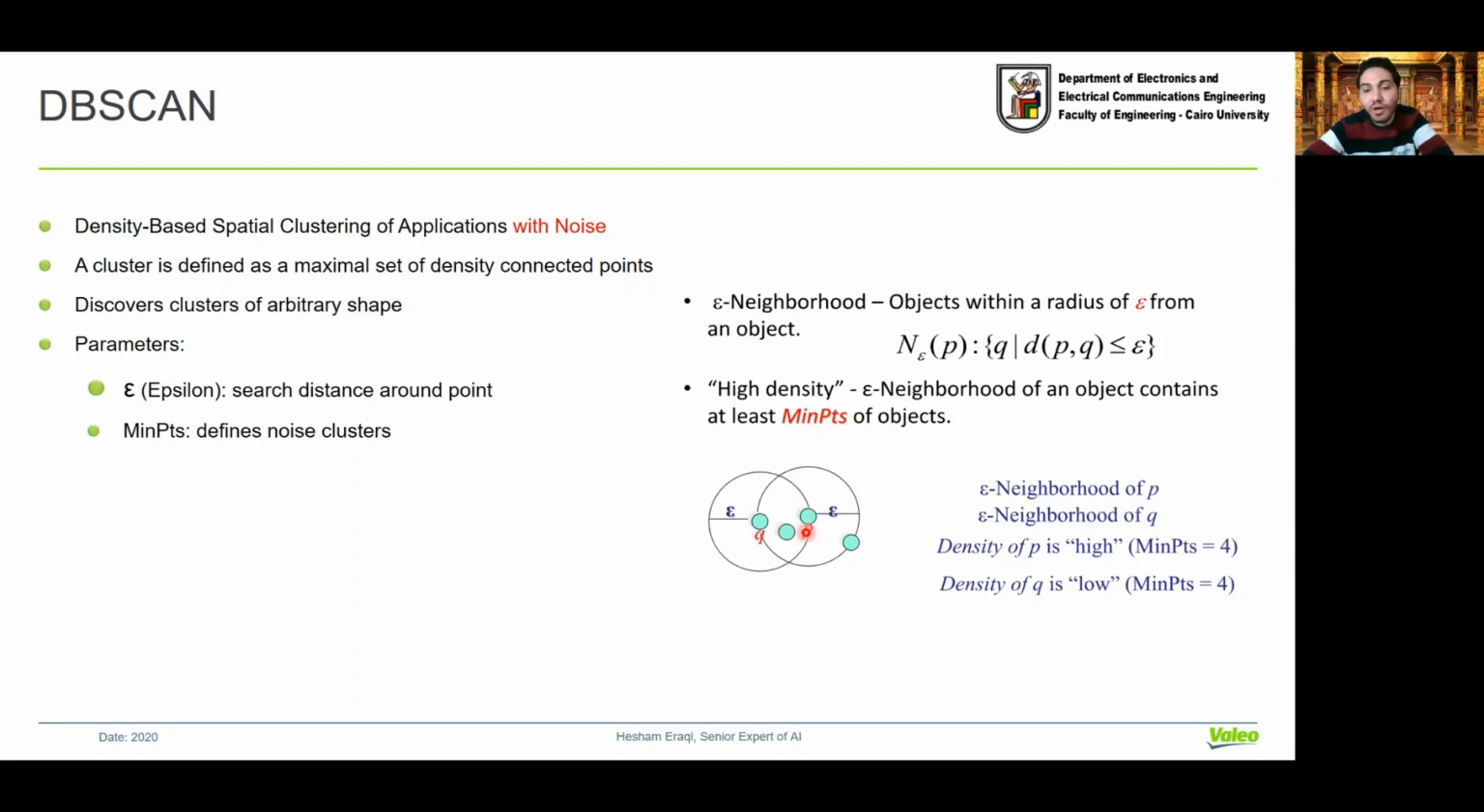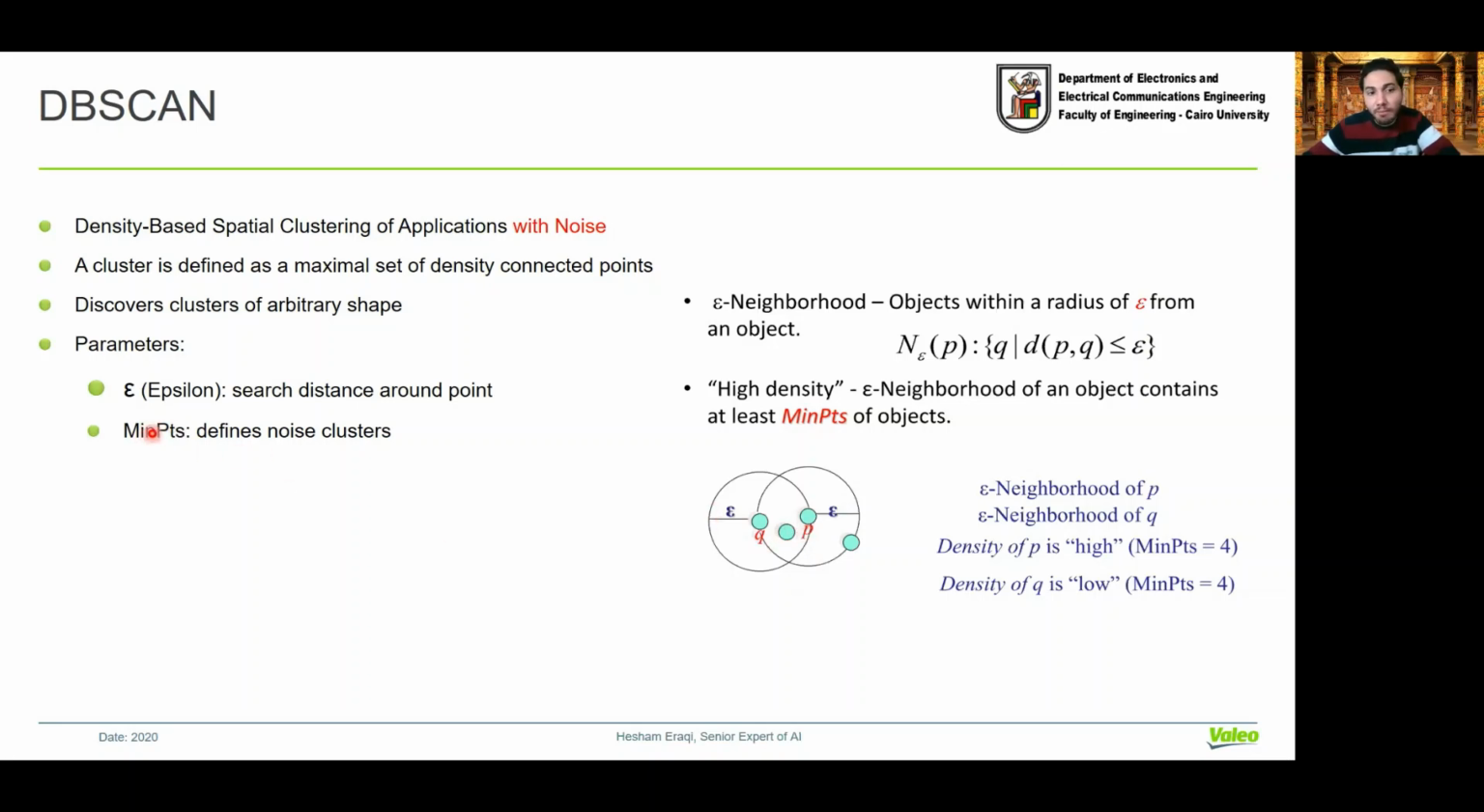They are different names describing the same thing. So, for example, P here is a high density point with this epsilon value, if the minimum number of points is 4, because here we have 4 points inside the circle, which is greater than or equal to the minimum number of points.